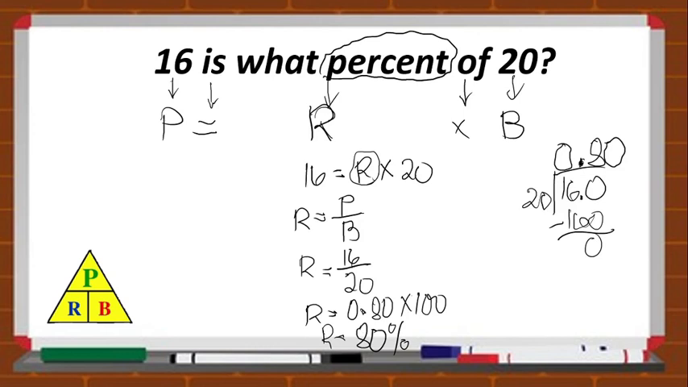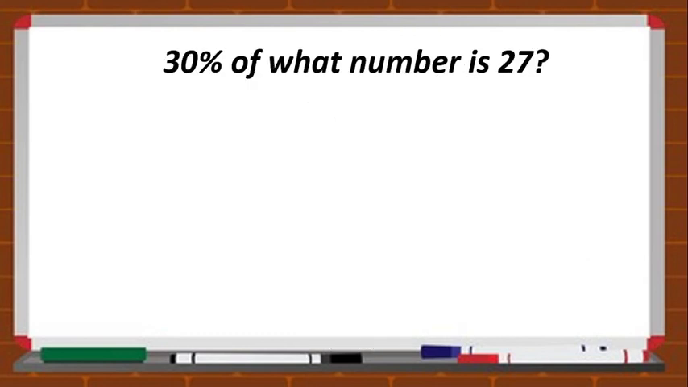So the missing element here is the rate. So the formula to get the rate is R is equal to P divided by the base. And do not forget to write the percent sign if rate is the missing element, or if we will be looking for the percent. So let's have another example. 30% of what number is 27?